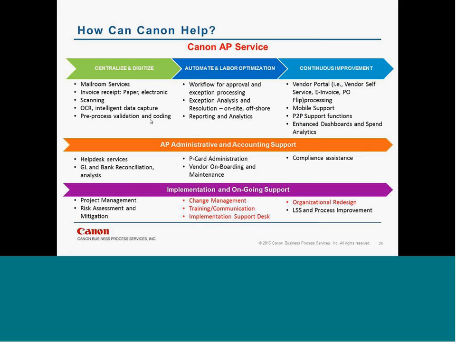I'd like to take a few minutes of your time to highlight Canon's ability to facilitate change. As we talk, we provide an end-to-end solution. You can see some of the tasks associated with these in centralized, digitized, automated, labor optimization, and continuous improvement phases. We provide administrative and accounting support like help desk services, GL bank reconciliation, P-card admin, et cetera. What I focus on is that when we say we provide an end-to-end solution, we don't stop with AP. End-to-end goes into implementation and ongoing support.